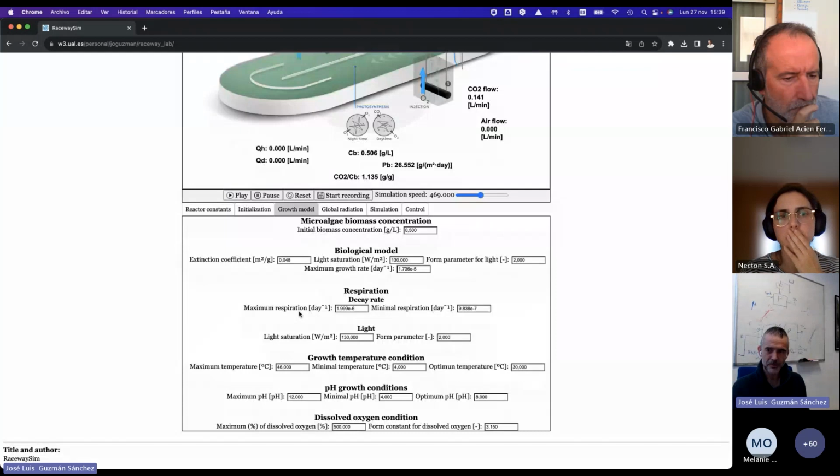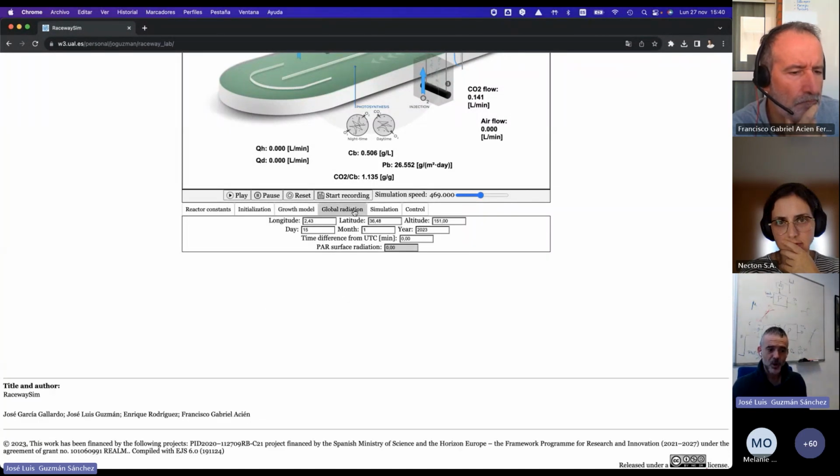You remember Gabriel's presentation, he presented the biological model that is typically calculated in the lab, and from those evaluations we get all these parameters. In this case, by default, we have the Scenedesmus almeriensis strain, but you can evaluate any other, just taking the parameters from the literature.